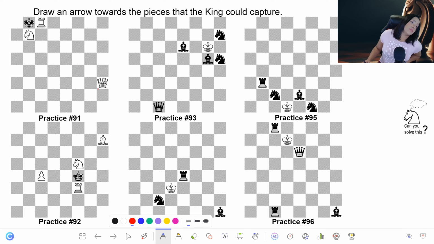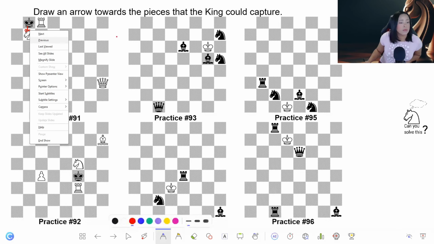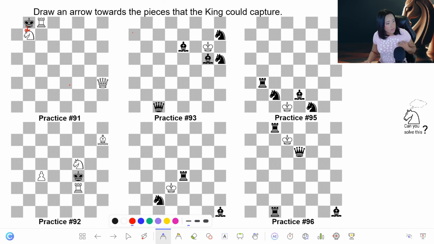To check your answers. Now, notice on practice number 91, this queen is protecting the rook, so the king cannot capture it. So the only thing that the king could capture here is the knight, okay? Now, please pause the video and do the other five. Try to do them by yourself so you can see if you're actually learning. And then when you finish, you will come back and check your answers. Don't worry, I will give you the answers. Ready? Okay. So, let's see.